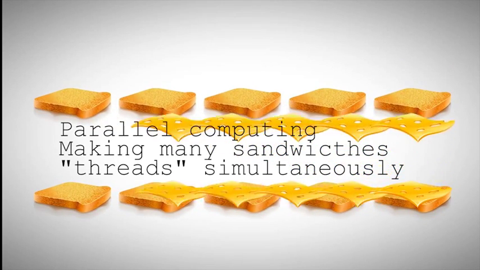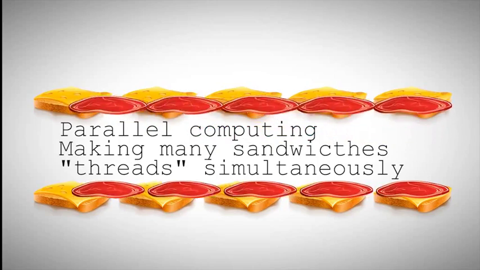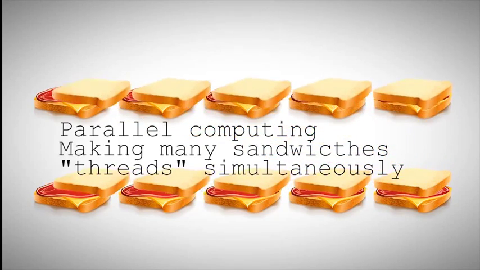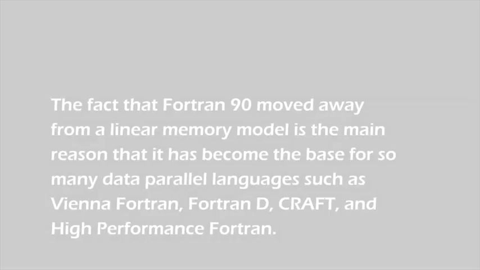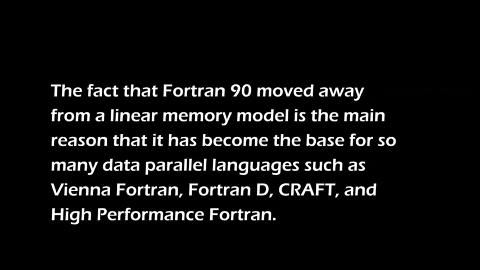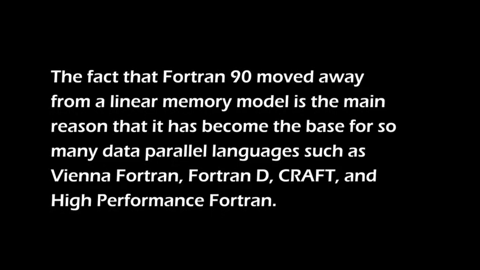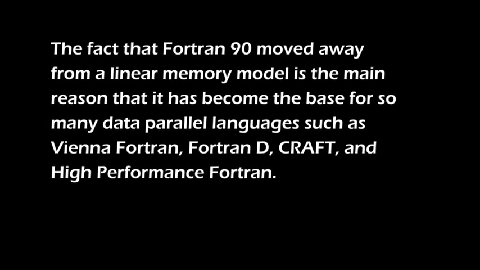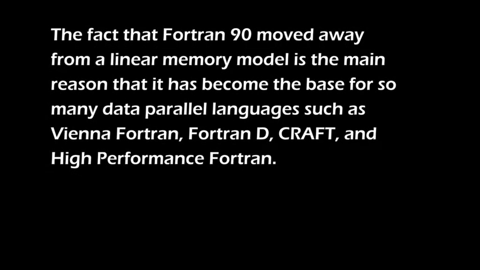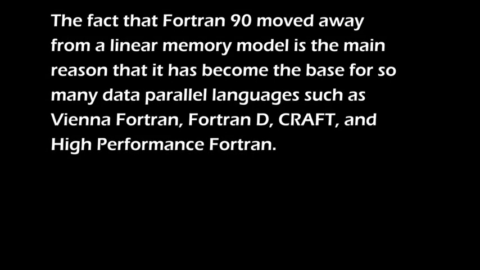This support includes array syntax and many intrinsics for doing array operations, varying from reduction operations such as array sums to matrix operations. The fact that Fortran 90 moved away from a linear memory model is the main reason that it has become the base for so many data parallel languages such as Vienna Fortran, Fortran D, Kraft, and High Performance Fortran.